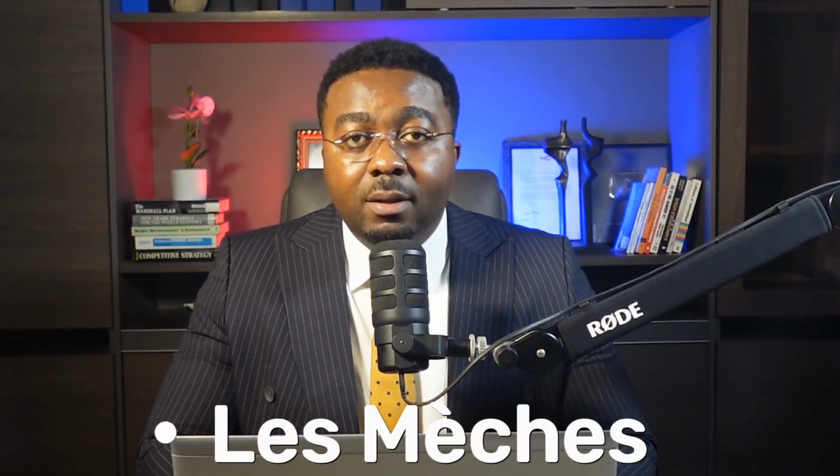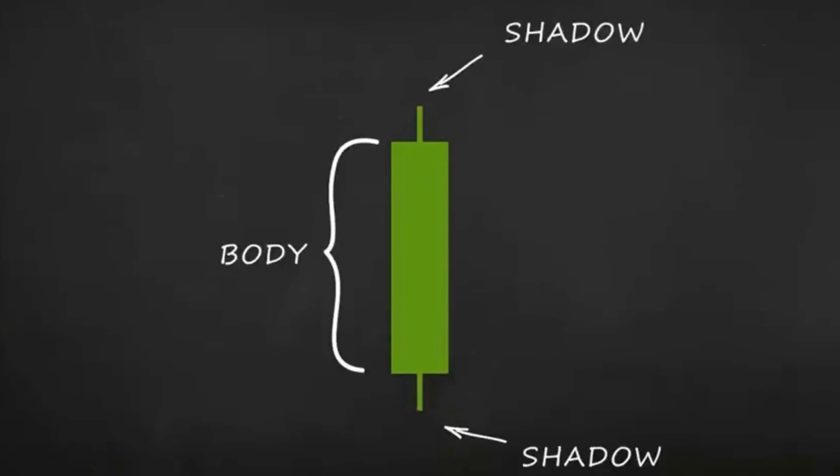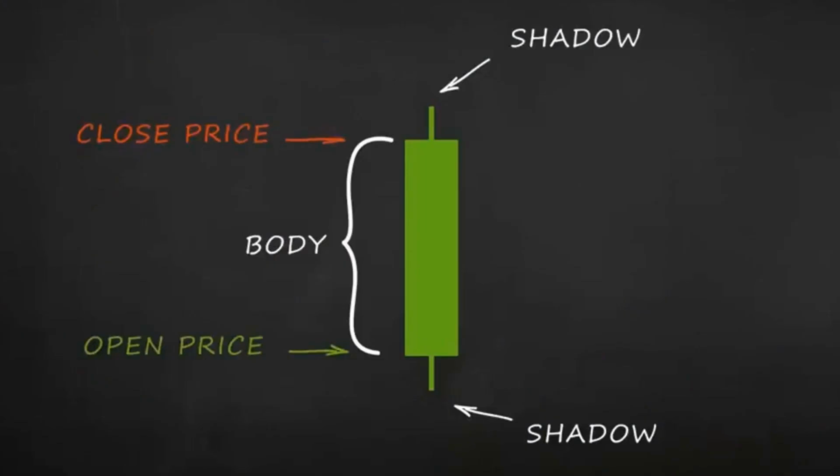2. The wick. The wick, also called the shadow, are fine lines that extend above or below the body of the candlestick. It indicates the highest and lowest price value during the period. The upper wick represents the highest price value reached during the period. The lower wick represents the lowest price value reached during the period.